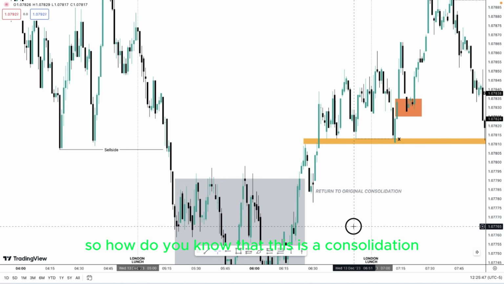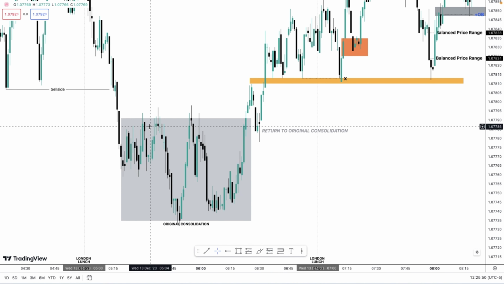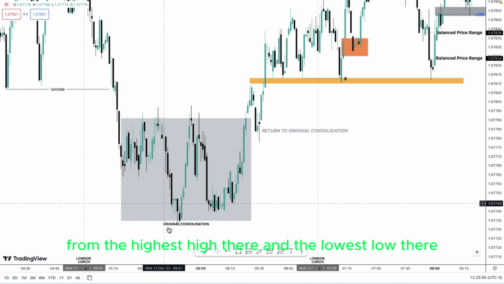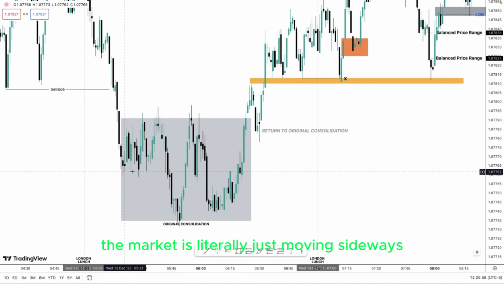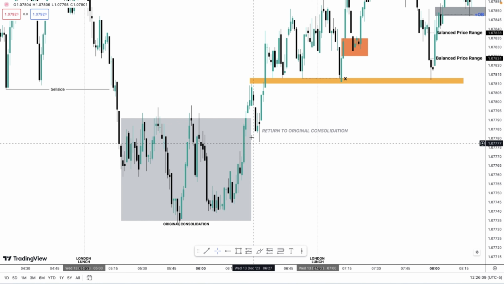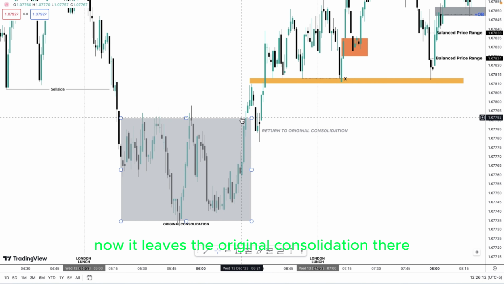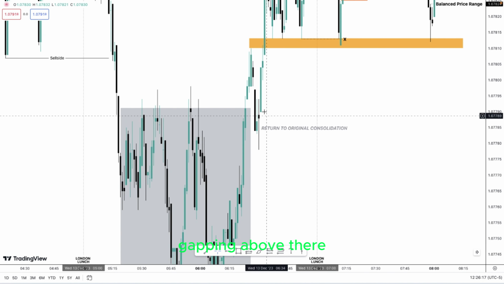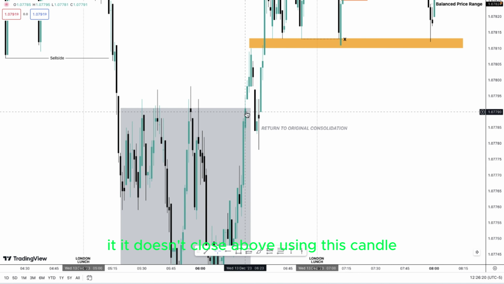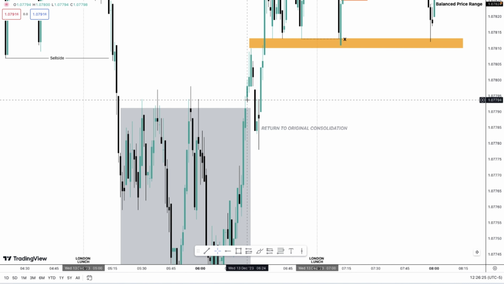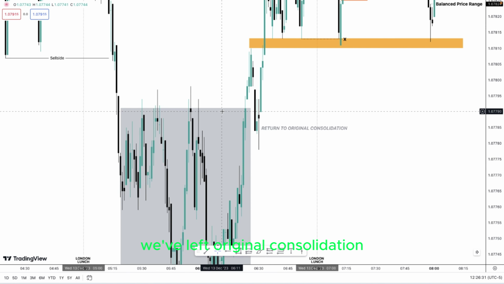So how do you know that this is a consolidation? Well, it looks like a consolidation. It's going sideways. Can you notice that from the highest high there and the lowest low there, the market is literally just moving sideways? Now, it leaves the original consolidation there. Can you see it gapping above there? It doesn't close above using this candle, but it gaps above.